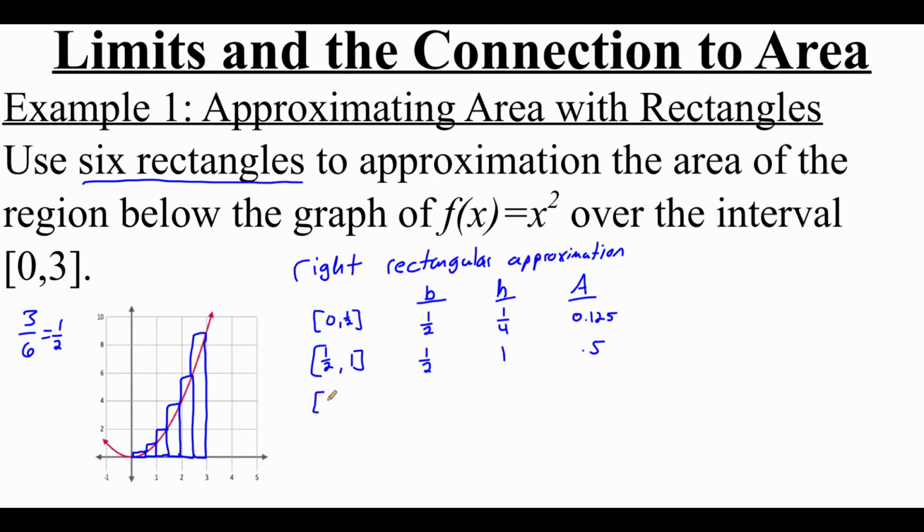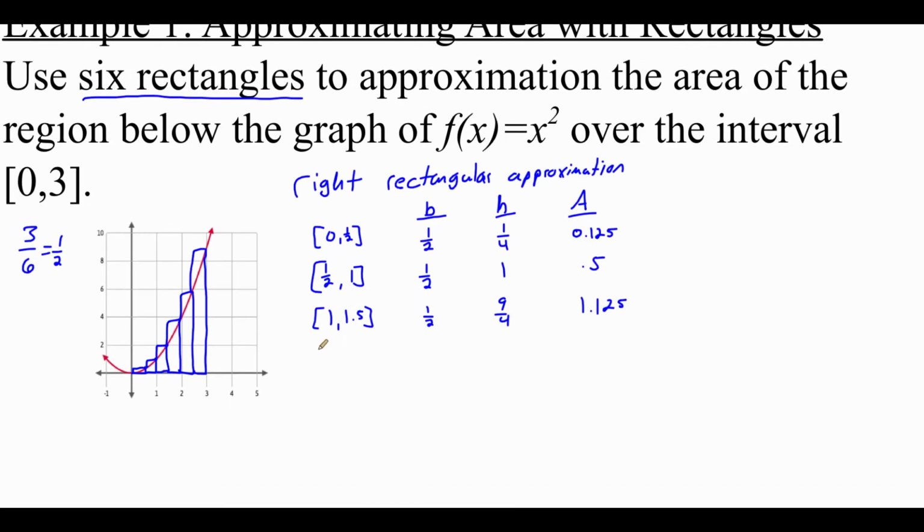So our next sub-interval is going to go from 1 to 1.5. Again, that's a base distance of 1/2. If I plug in that right endpoint, 1.5, and square it, that's going to give me 9/4. And then if I multiply base times height, we're going to get 1.125. Now my next subinterval is going to go from 1.5 to 2. So again, our base distance there is 1/2. Using that right endpoint of 2 and squaring it, the height of that rectangle is going to be 4. 1/2 times 4 gives us an area of 2 in that rectangle.